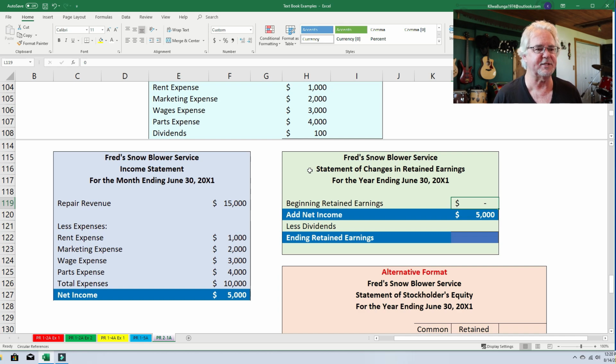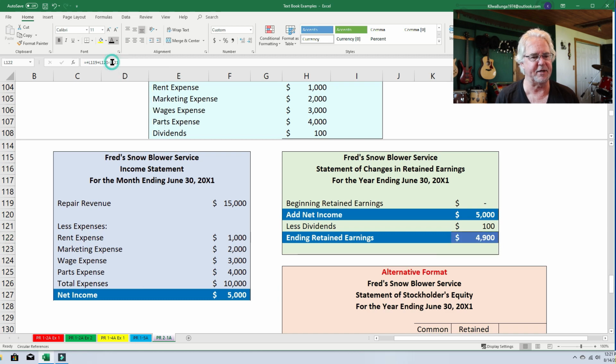Now, this is Fred's very first month of business, so he doesn't have any retained earnings at the very beginning, right? None at all. But he is adding the net income, and he is going to subtract out the dividends. So now's the time to subtract out the dividends. All right, so let's put that in there, dividends. There you go, we'll subtract it out. So here we go, the ending retained earnings. All we do is take beginning retained earnings, which is 0, add the net income, minus out the dividends, and guess what we're going to get? There we go, 4,900.